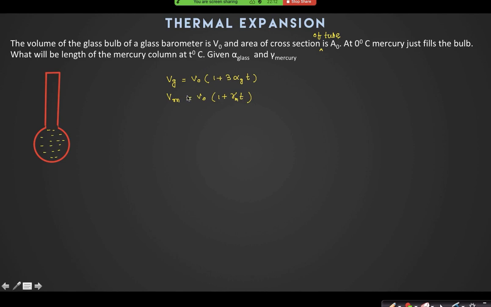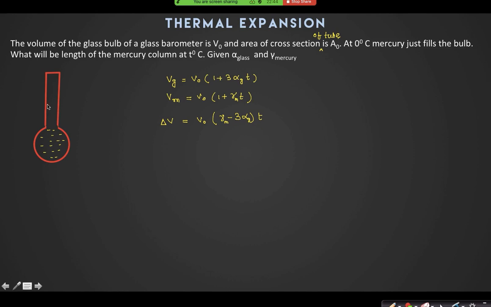So what is the change in volume? What will be the extra volume the mercury has? Mercury volume will rise more, since gamma will be more. So it is V0 into gamma minus 3 alpha into T, if you subtract gamma and alpha.